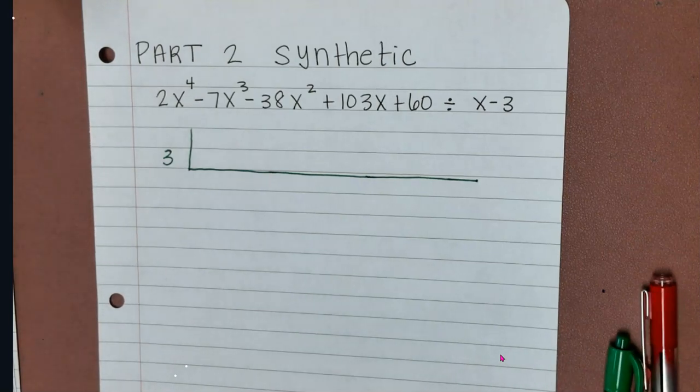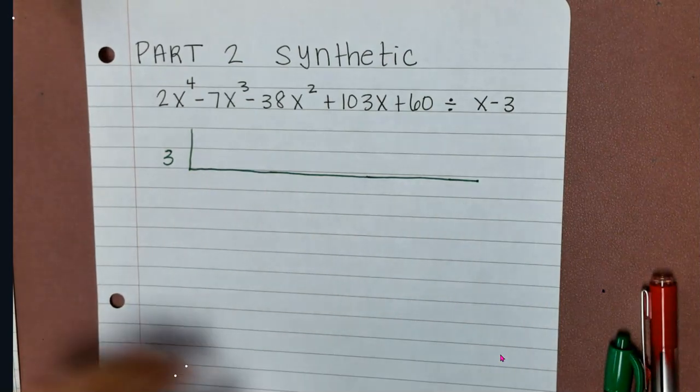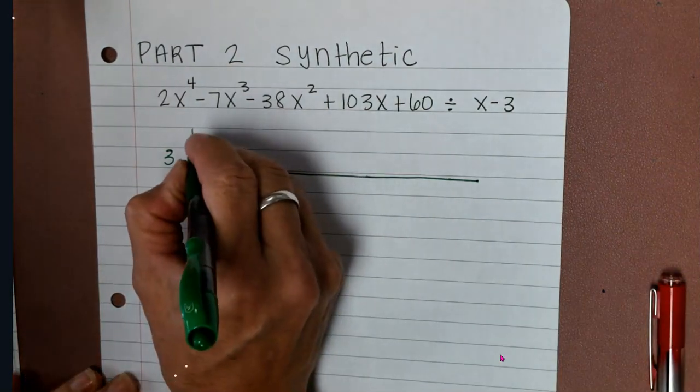And then all I'm going to do, guys, is write the coefficients of this on the top row as long as all of my degrees are represented. So on this top row, I'm going to write positive 2, -7, -38, positive 103, positive 160. But I am going to space them out. See how long I drew that? I'm going to space it out like this.